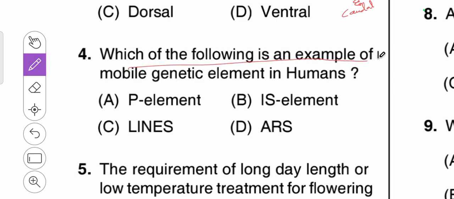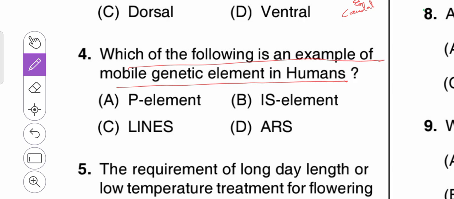Which of the following is an example of mobile genetic elements in humans? That is, the mobile genetic element in case of the humans will be the LINEs. LINEs is the answer for this question, where these mobile genetic elements are genetic material that can move around in a particular genome.